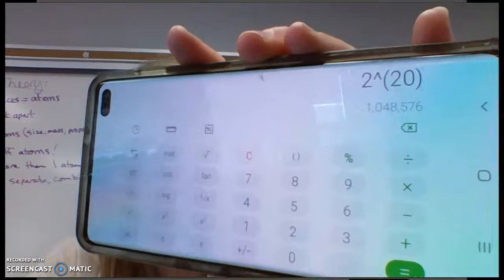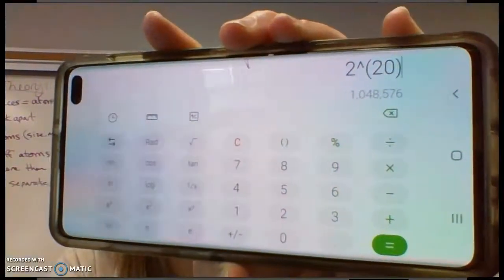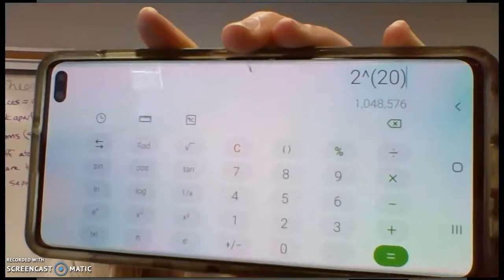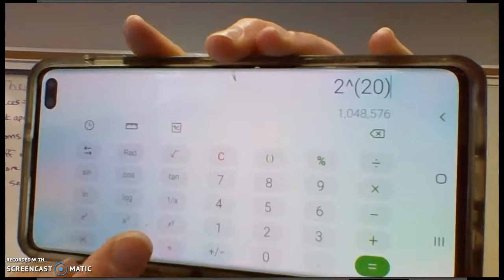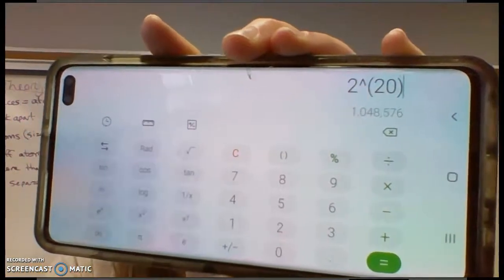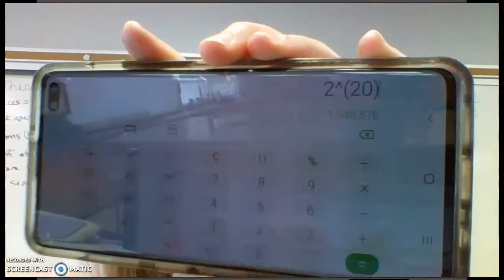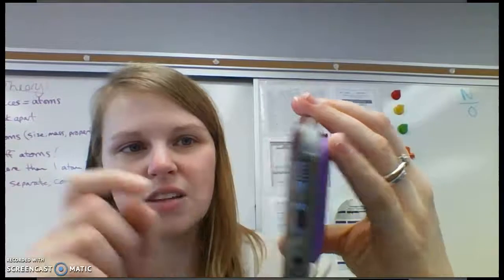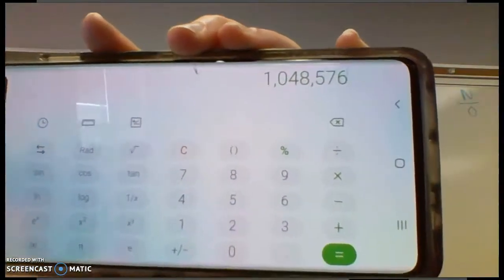Okay, so what I did is, I'm trying to tilt this so that you can see it. I typed in 2 and then used that X to the Y button and then typed in the 20th, and then I closed it with the parentheses that are over here. Okay, and then when I hit enter, I get the same answer. So even if you only have a phone calculator, you can still do this.